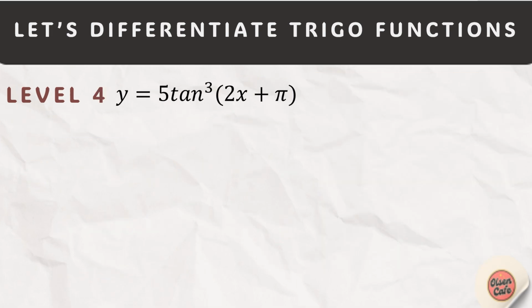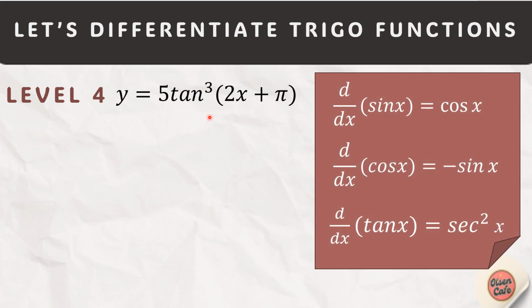Okay, very well. Now we are ready to move on to level 4. Over here, you notice that the expression gets a little bit more challenging. We have done sine and cosine. Over here, we have tangent. So let's take a look. If I have tangent, I know that when I differentiate tangent, I will get secant squared. But over here, there is an index. There is also a function involved, 2x plus pi, within the tangent function. So let's see how we can differentiate this.